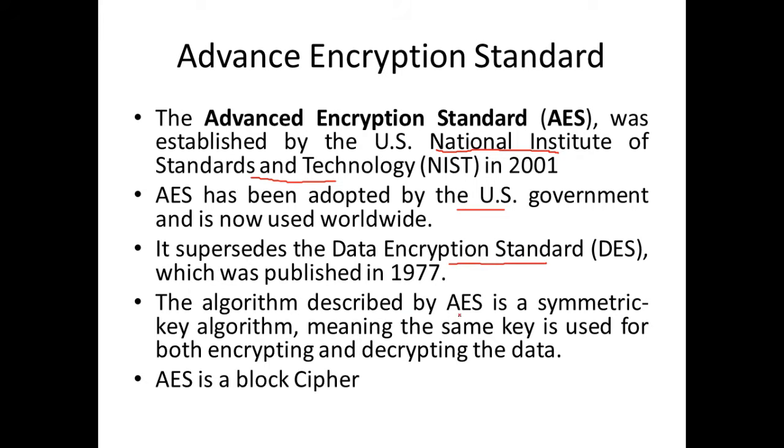And advanced encryption standard is a symmetric key algorithm, which means that we are going to use the same key for both encryption and decryption. AES is a block cipher, which means that we are going to take the input message, break it down into blocks of 128 bits, take each block and convert it into ciphertext.